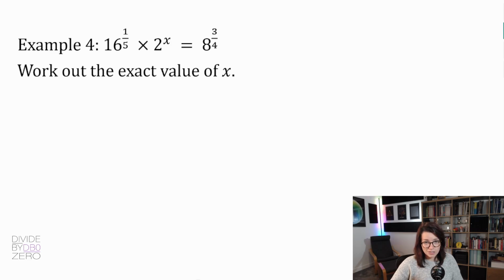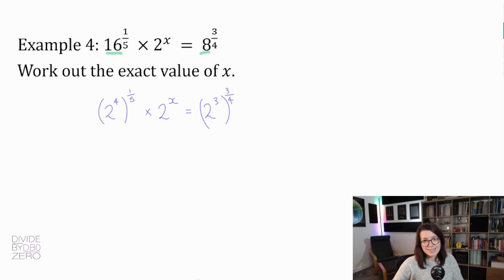For this type of question, the best thing to do is to take any of those bigger numbers and write them as powers of the smaller number. So by that I mean we could take 16 and write it as 2 to the power of 4 instead. So we'll have 2 to the power of 4 to the power of a fifth times 2 to the power of x, and then we can rewrite 8 as well to be 2 to the power of 3.